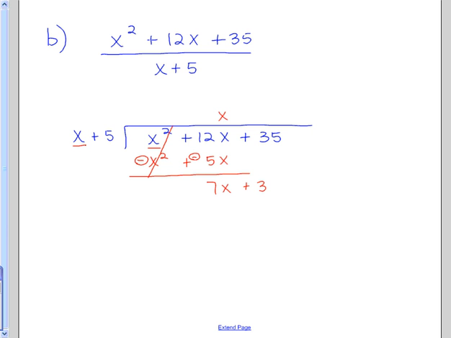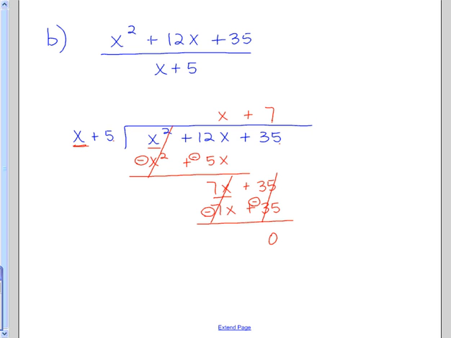Bring down positive 35. Okay, so then we divide again. What times x would give me 7x? Well, it should be just a number once we get here, and it's a positive 7. It goes over the like term. Multiply 7 times x will be 7x. 7 times 5 will be 35. Change your signs, so these both become negative, which means the 7x subtracts out and the 35.